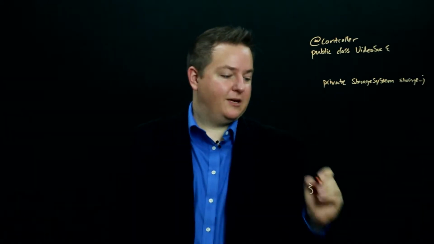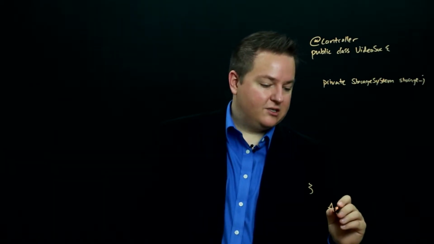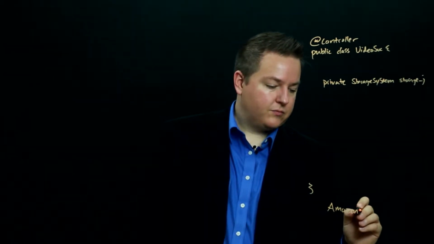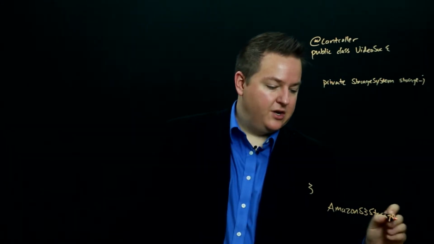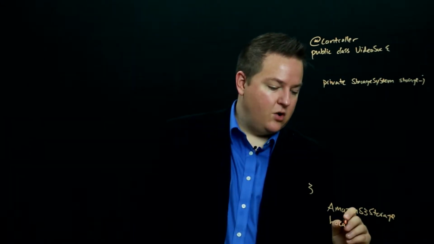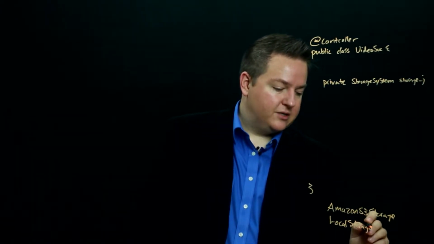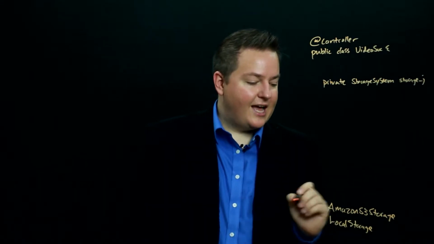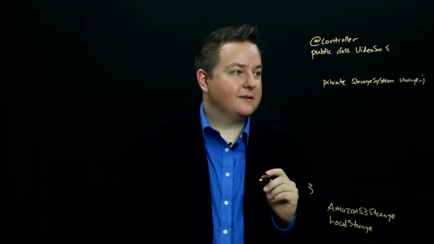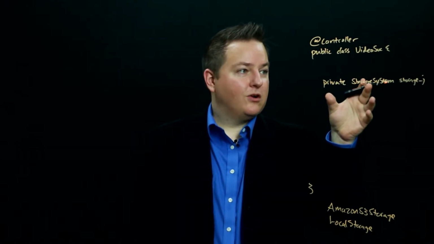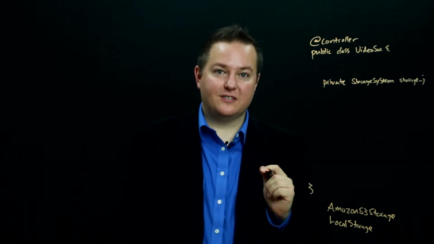So maybe in our storage system we have different implementations. We might have, for example, an implementation that stores things in Amazon S3, and we call that Amazon S3 storage. Or maybe we have one that stores things locally, and we'll call that local storage. And these would be different classes that would implement the storage system interface. So we'd like our controller, our video service controller, to be able to operate on either type of storage system.